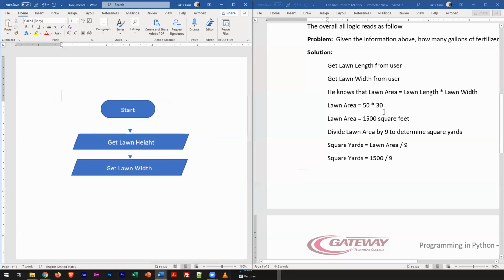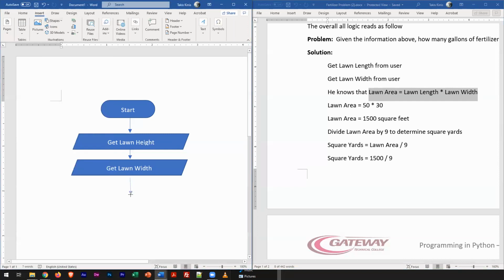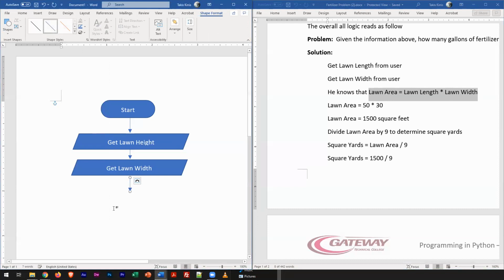All right. Now we need to get the calculations in there, and we're not looking for the numbers that he found on this job. We're looking for the generic formula that helped him determine that. So the generic formula is actually this: the lawn area equals the lawn length times width. So I'm just going to copy that right out of the document. I'm going to add another arrow here to the shape. So there's my next arrow.